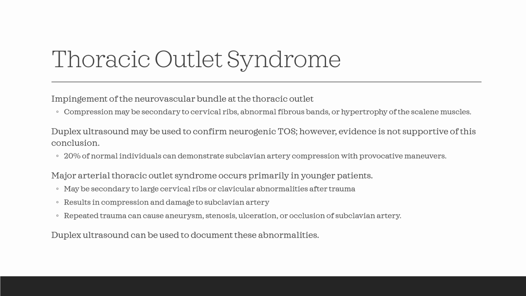So duplex ultrasound can be helpful in identifying this. Evidence is not supported that it is always going to discover a thoracic outlet syndrome. Major arterial thoracic outlet syndrome occurs primarily in younger patients, typically young men that are in really good shape, and they have very prominent muscles in their arms and upper chest.